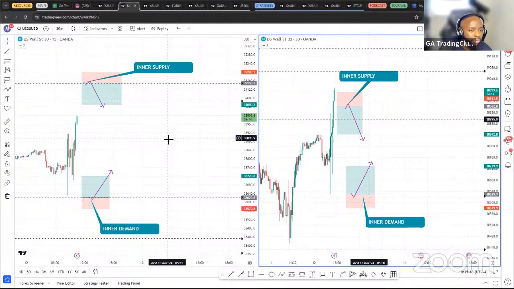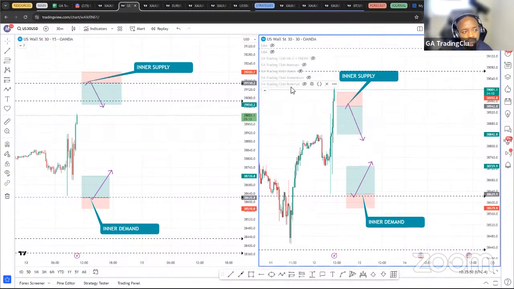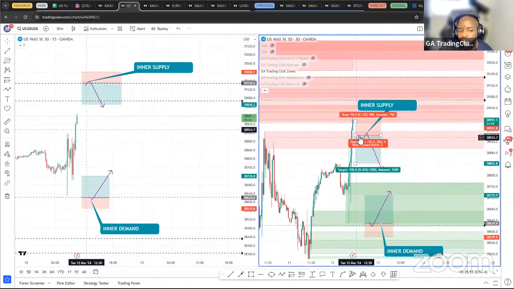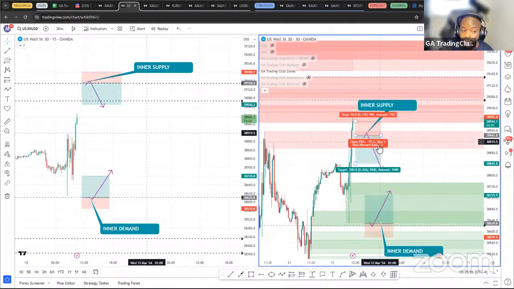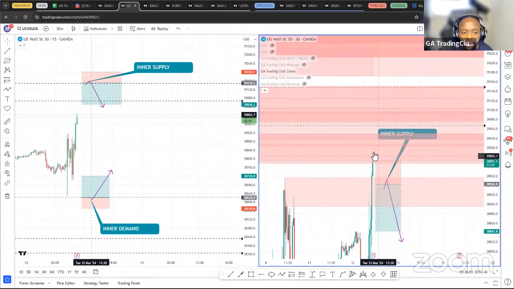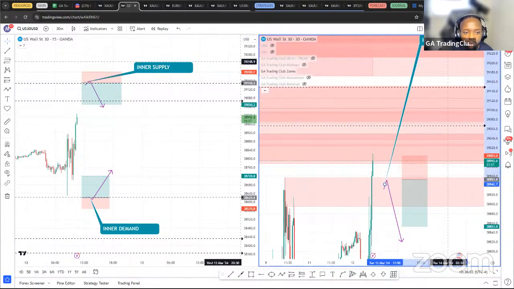So I think that's going to be it for today. Let's see this. We have a 30-minute sell on US30, but let's see what's going on. So again, you can see they took out that 30-minute inner supply. So again, what do we do? We look for the next convenient one. So here we have how many possible inner supply zones.